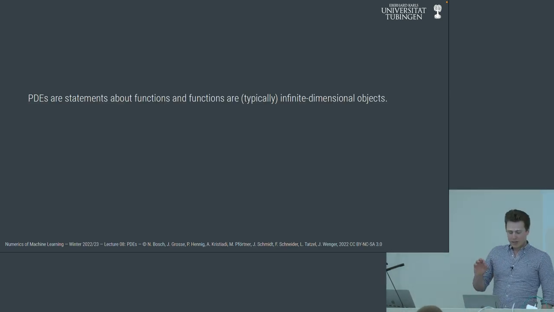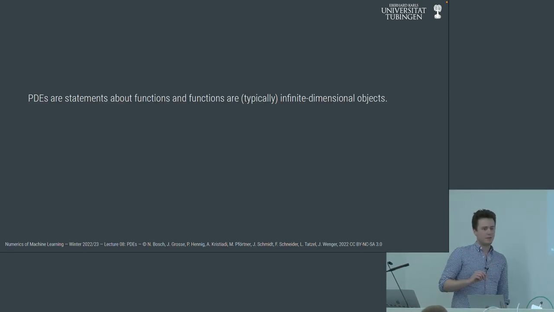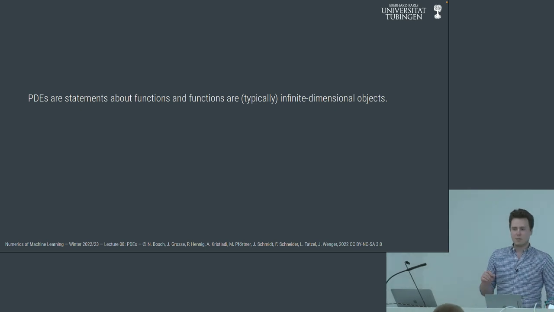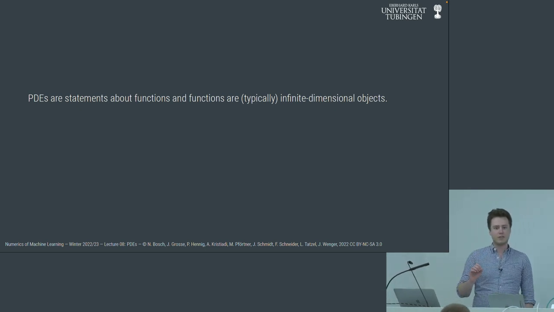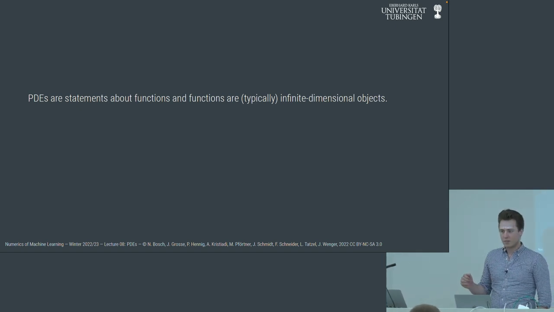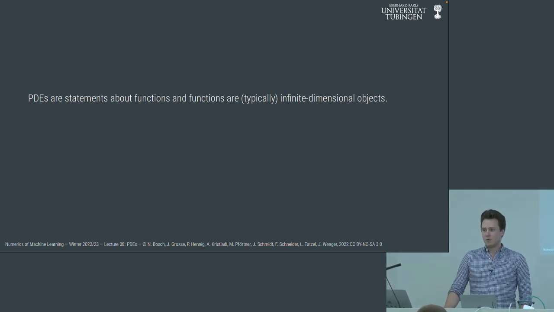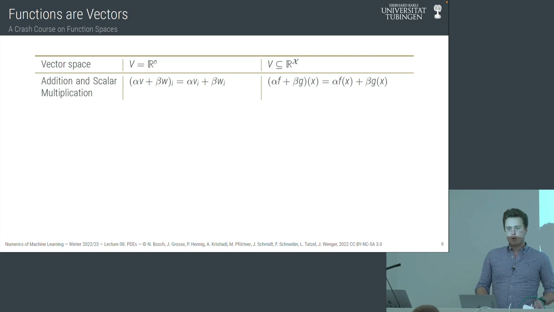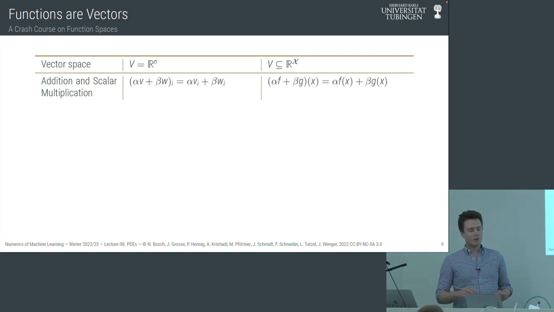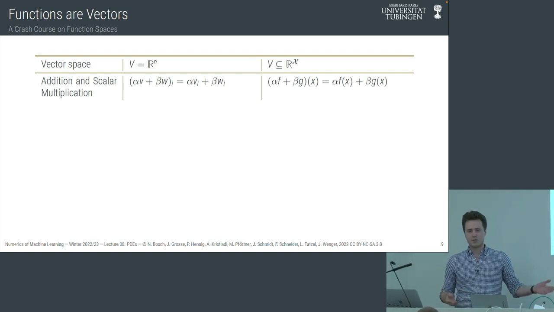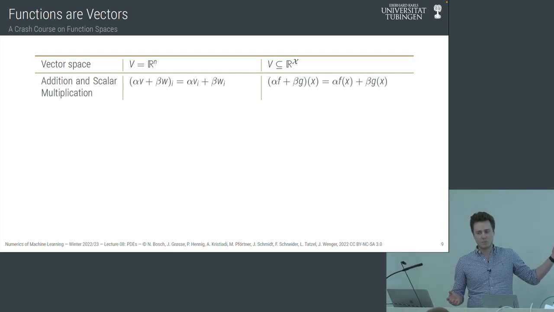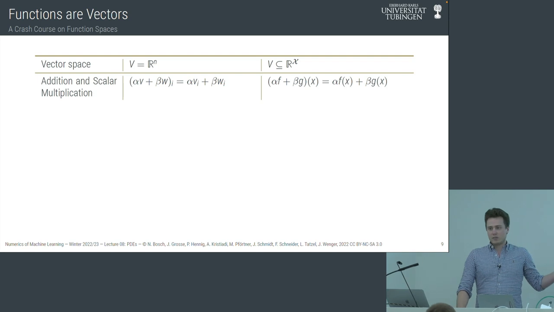All right, so I already sort of revolved around this point for quite a bit, but PDEs are actually statements about functions. So we have an unknown function, U. And functions are typically infinite dimensional objects. So you might already know if there's an infinity involved, you need to be a little bit careful. But it turns out that we have quite a convenient structure for functions, because function spaces, sets of functions, under certain conditions are actually vector spaces, right?